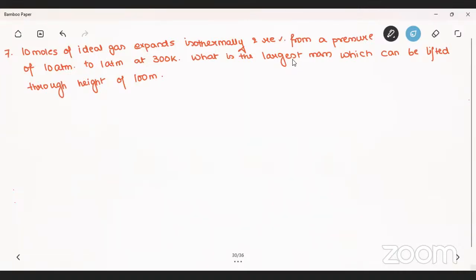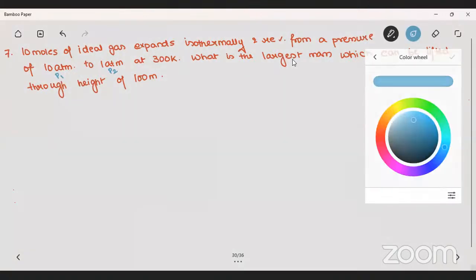You can change the pressure to volume. P2 by P1 is equal to V1 by V2. You can get the ratio. You can't get the original value, right? So if your P1 is this and your P2 is this, so P1 by P2 is equal to 10 by 1. So obviously your V2 by V1 is equal to 1 by 10, right? Yes, ma'am. You can get the ratio.